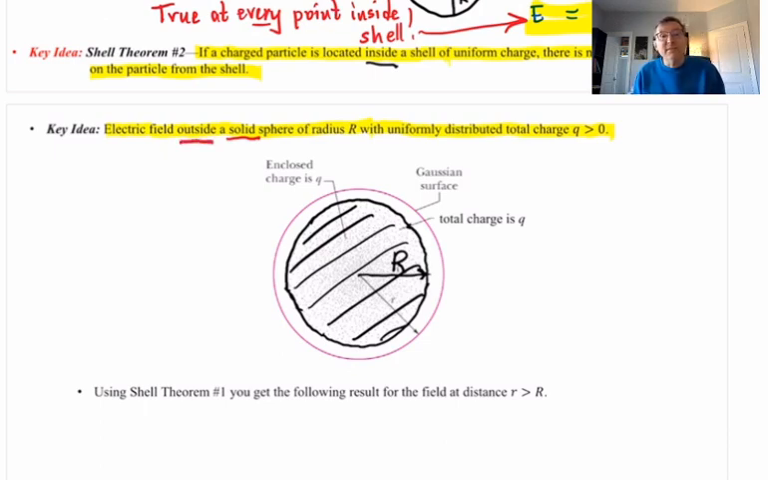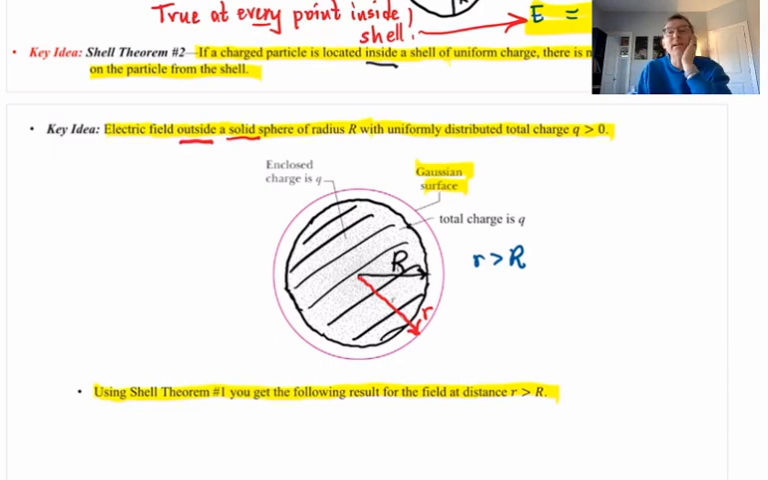So what they've done here is they've chosen a spherical Gaussian surface. That's the surface drawn in red. And it has a radius out to the Gaussian surface of little r, where little r is greater than big R. The Gaussian surface is outside the solid sphere. It completely contains and surrounds the solid sphere. Our task, we're going to use shell theorem number 1 to get the result for the electric field at a distance little r greater than big R.